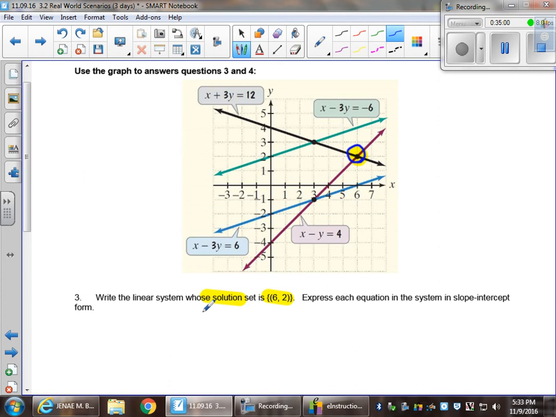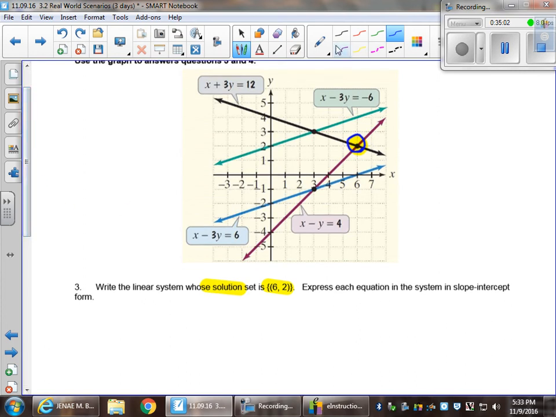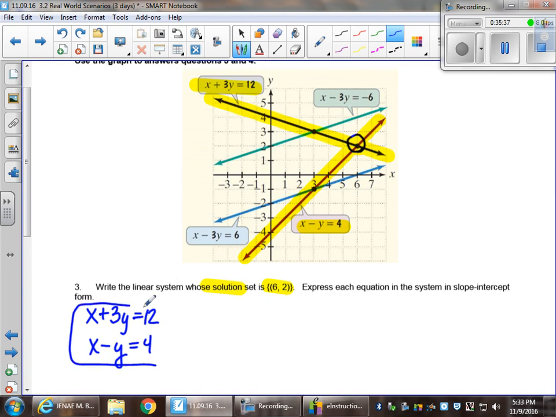So it says write the system. Let's write the system. What are these two lines? Let me highlight them for you. This one and this one. That point of intersection came from these two lines intersecting. Do I know the equations for these two lines? Yes, I do. It's given to me. That's nice. So my system is x plus 3y equals 12 is one of the equations. And then my other equation is x minus y equals 4. Are we done?